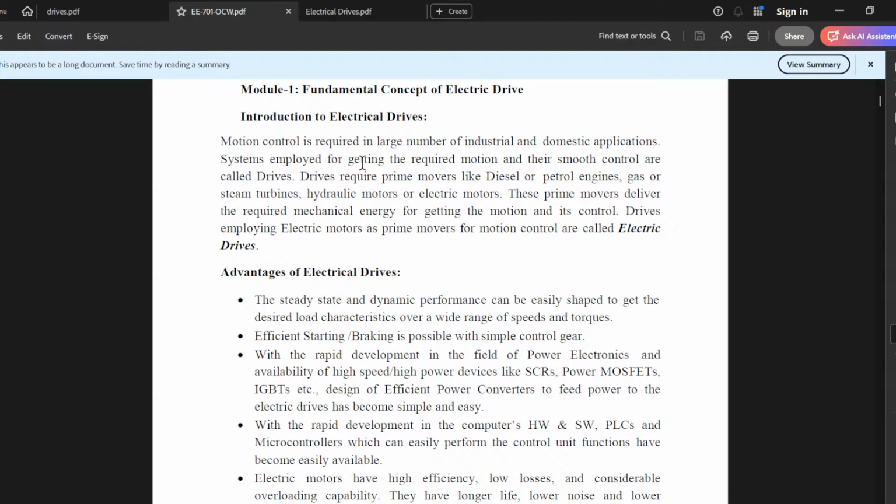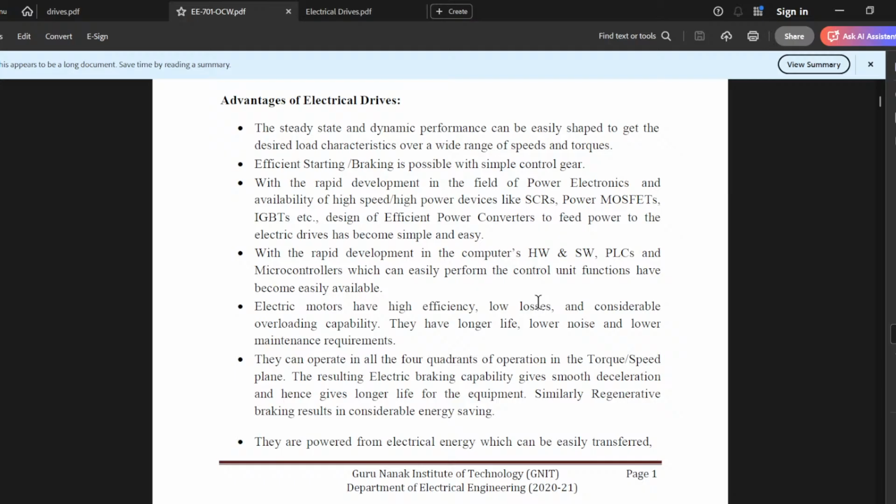So this is a drive. These can be the source of energy. These prime movers deliver the required mechanical energy. Remember, I just said deliver. So drive, deliver, same thing. These prime movers deliver the required mechanical energy for getting the motion and its control. Drives employing electric motors as prime movers for motion control are electric drives. So basically, drives which are using electric motors are called electric drives. Now, the advantages of electric drives.